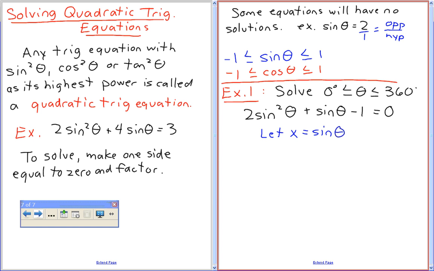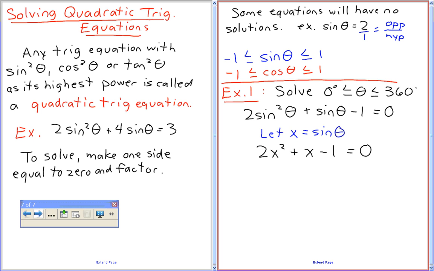Jake, what's that going to change my equation into? Can you tell me exactly what it's going to be? Yeah. 2x squared, I hope you said plus x, minus 1 equals 0, because sine is just x, so sine squared is x squared.